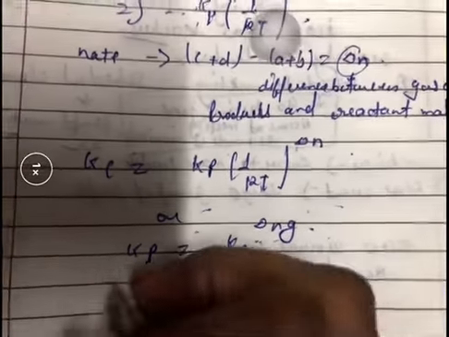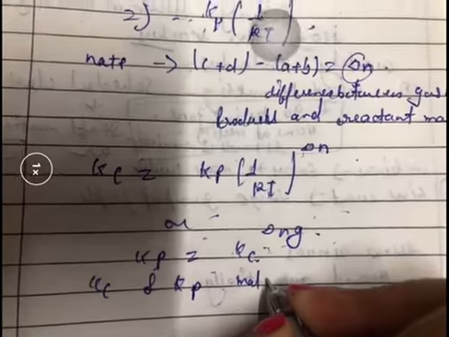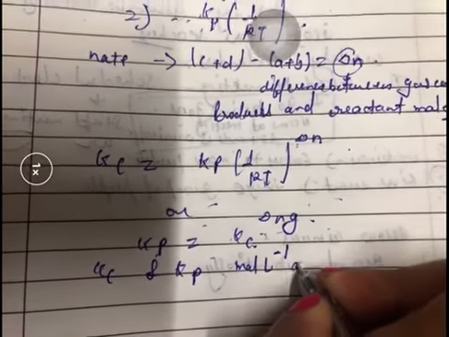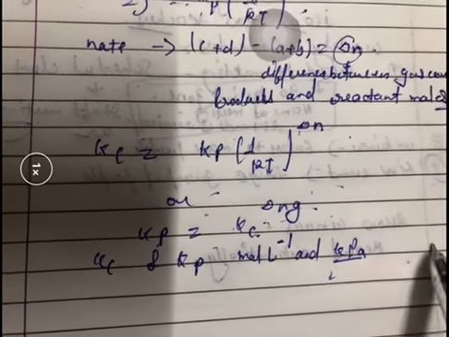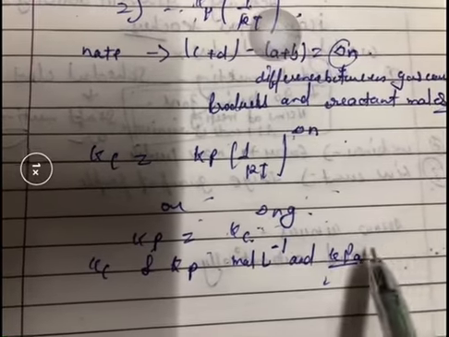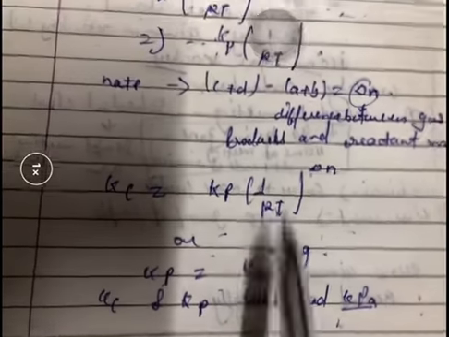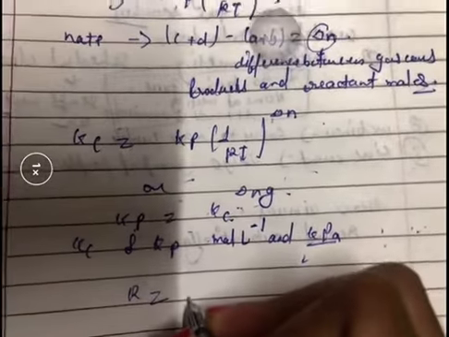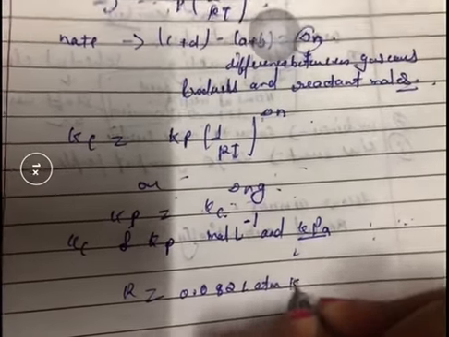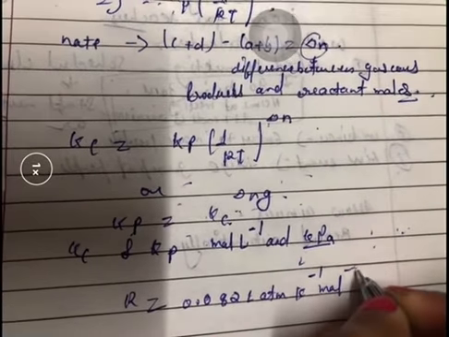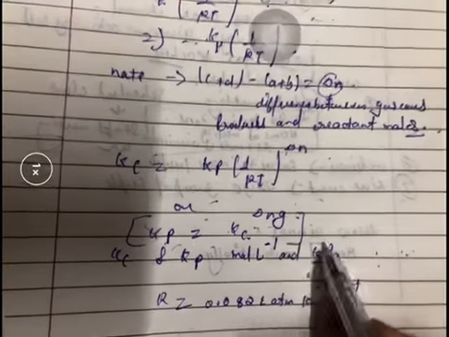Clear? The units of Kc and Kp are mole per liter and kilopascal respectively. Clear? The partial pressures are normally taken in atmospheres and therefore for the units of R we have to use 0.082 liter atmosphere per Kelvin per mole. So this is your expression or relation between Kp and Kc.